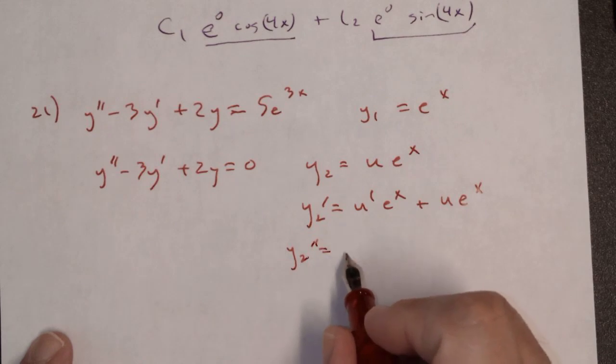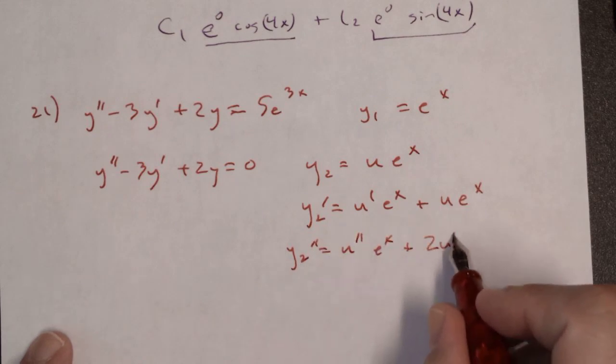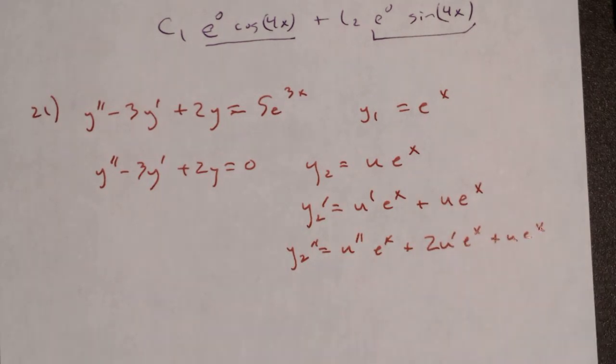y2 double prime is u double prime e to the x plus 2u prime e to the x plus u e to the x. I get two of them because I get one when I take the derivative of the e to the x here, and I get one when I take the derivative of the u there. Plug that in up here.